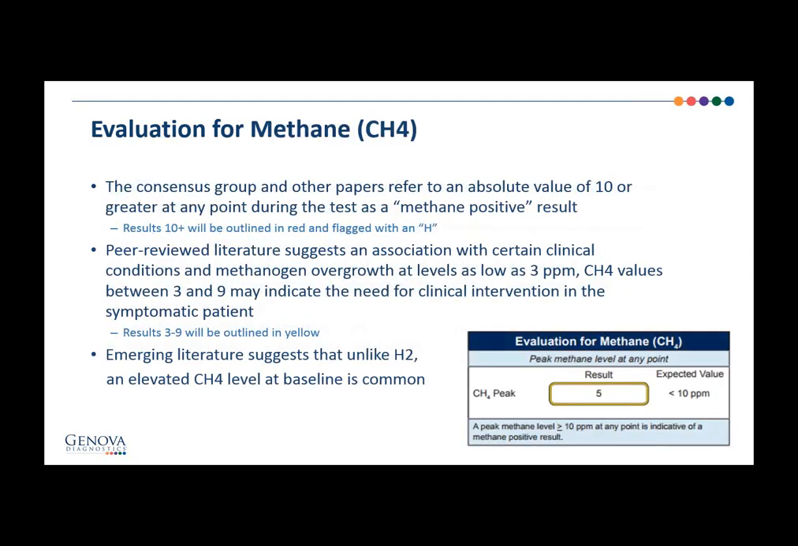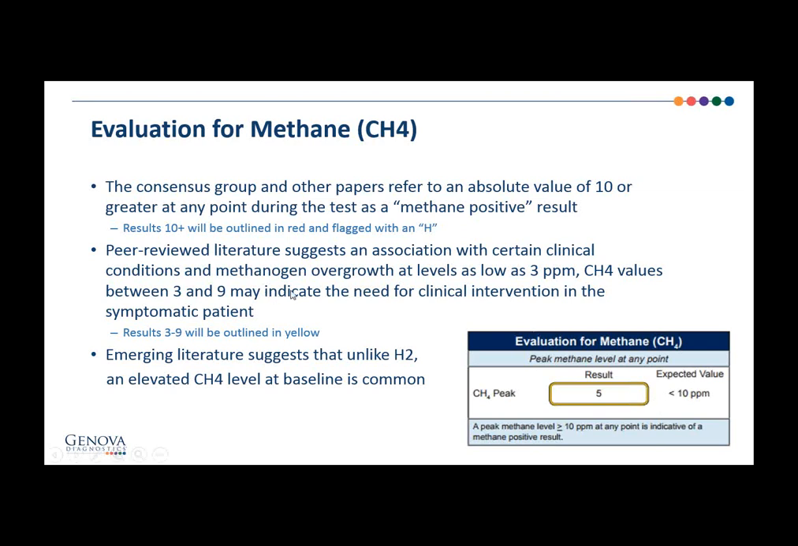So how do we evaluate methane? The consensus group and other papers refer to an absolute value of 10 or greater at any point during the test as a methane positive result. So on our test, a result that's 10 or greater is going to be outlined in red and flagged with an H. That would be a positive result.